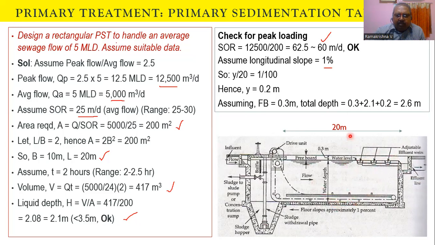So what I'm talking about is that the length is 20 meters. So this is the length of 20 meters. And this is the water depth of 2.1 meters. And the width will be perpendicular to the direction of the screen. And this is the longitudinal portion. So 1 by 100 is equal to, say, y by 20. So it is equal to 0.2 meters. If I assume a freeboard, 0.3 to 0.5 is normally provided, suppose I assume 0.3 meters, total depth will be equal to freeboard plus water depth plus this sloping surface, which is equal to 2.6 meters.